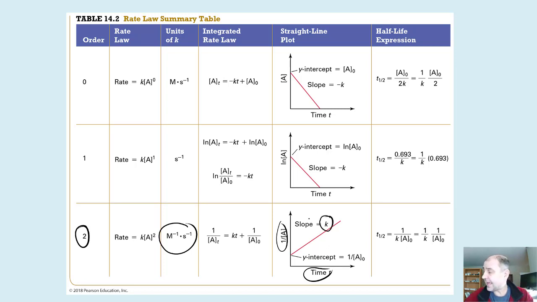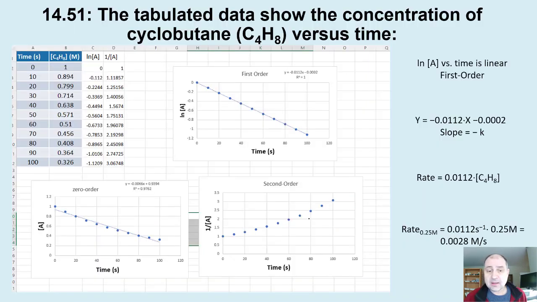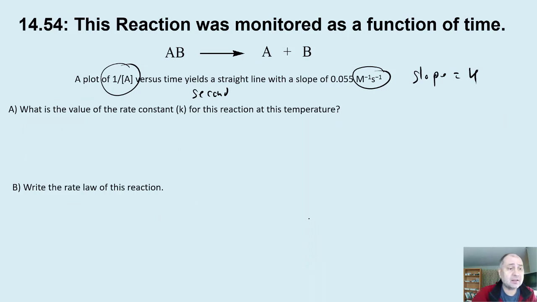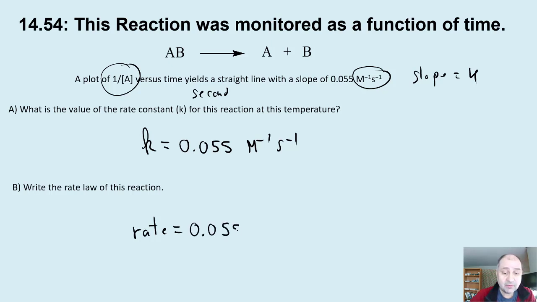We can determine k from the slope, and the slope is basically equal to k. So I can ask, what is the value of the rate constant k for this reaction at this temperature? Well, it's simply equal to the slope, so k is equal to 0.055 per molal per second. Write the rate law of this reaction. So we have the rate that's going to be equal to that k, and since I know what it is, I can write 0.055 per molal per second, and then the concentration of AB. Always use the brackets, that's molarity, and because it's second order, I have to put that superscript 2.